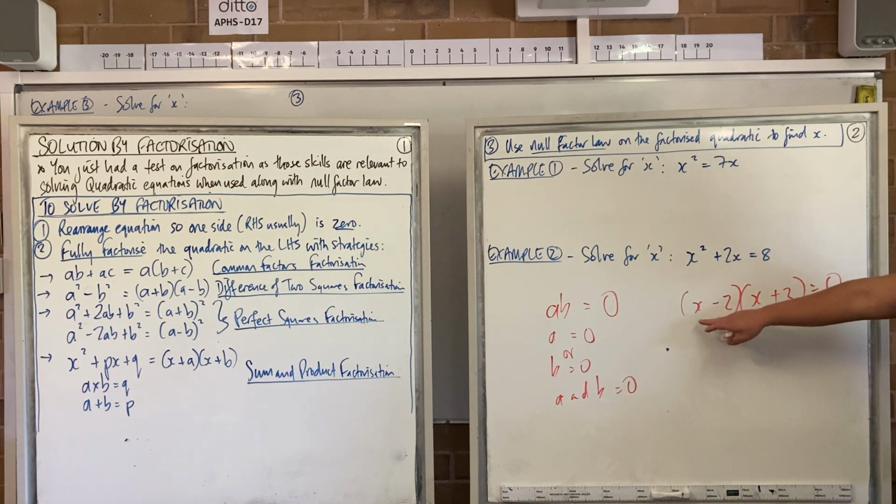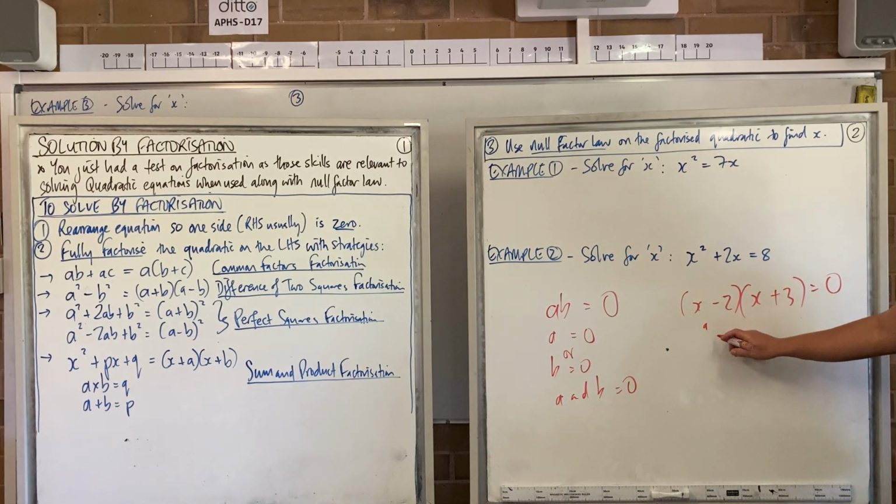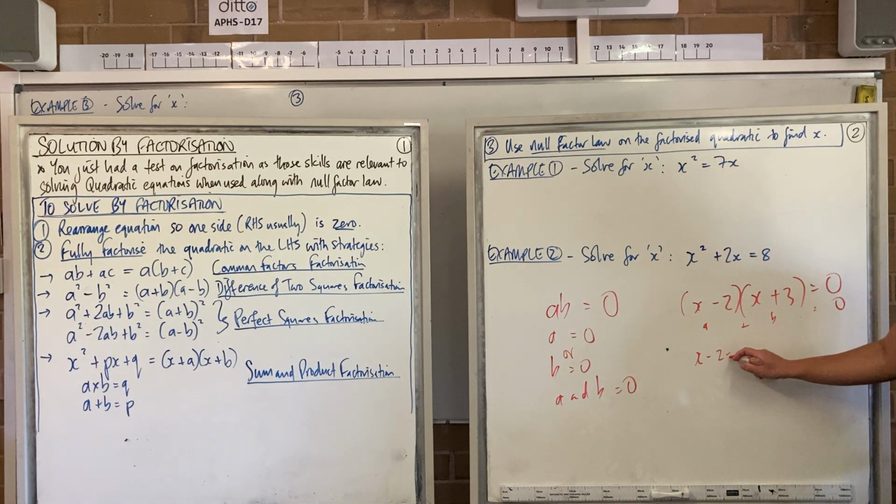Do I have something in brackets multiplied by something else equals 0? Is that the situation I have here? So what could this A be equal to? What could this B be equal to? 0. Therefore, I can solve. I can have x take 2 is equal to 0, or x plus 3 equals 0. What would x be in the top one? 2. And what could x be in the bottom one?